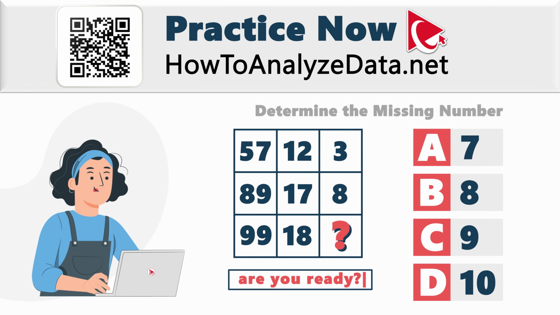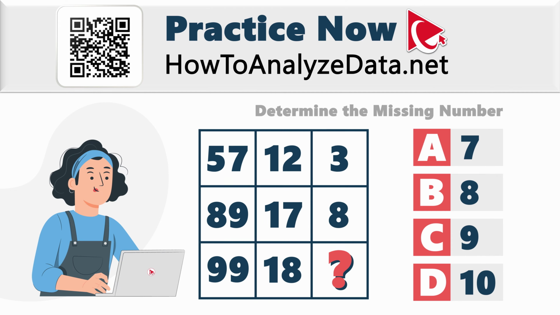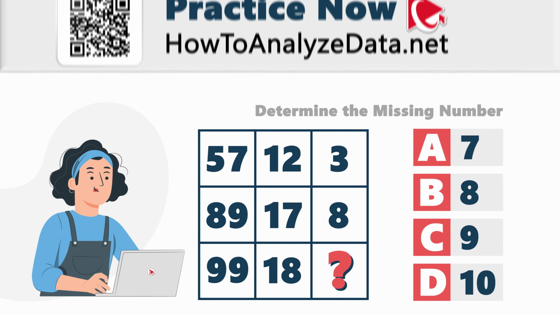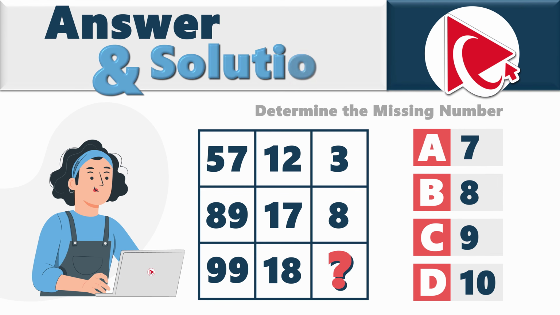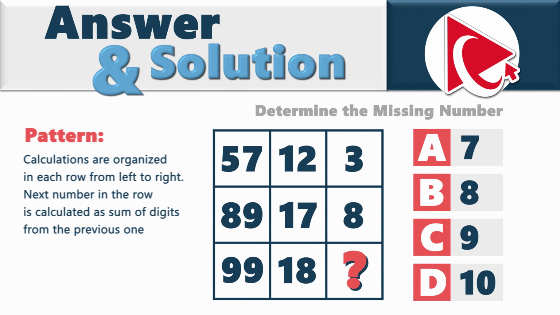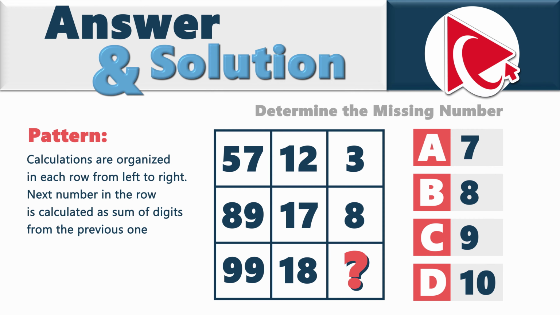Are you prepared with your solution? I am curious to compare the notes, so I am moving forward so we can share our answers. If you look closely, you can easily recognize the pattern. The calculations here are organized in each row from left to right. Next number in the row is calculated as the sum of digits from the previous one.